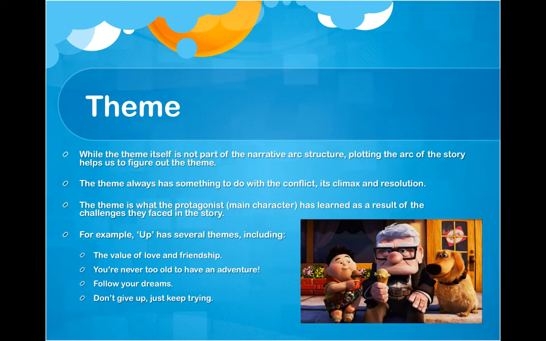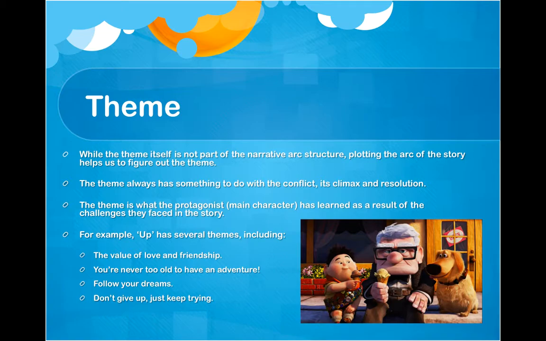Theme. While the theme itself is not a part of the narrative arc structure, plotting the arc of the story helps us to figure out the theme. The theme always has something to do with the conflict, its climax, and its resolution. The theme is what the protagonist, the main character, has learned as a result of the challenges they faced in the story.